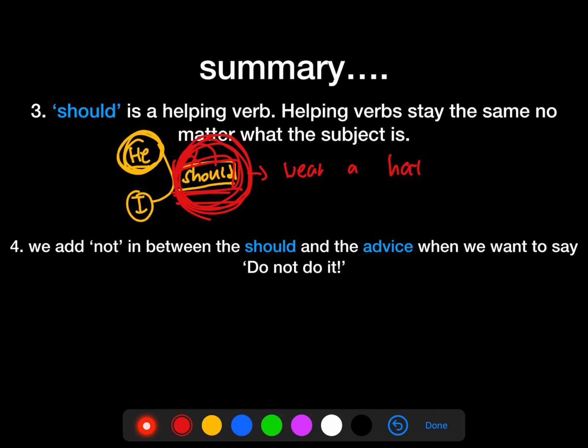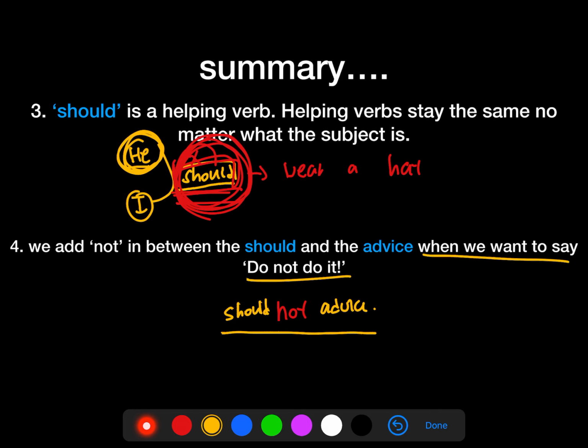Rule number 4. We add not in between the should and the advice when we want to say, do not do it. We add not in between the should and the advice. Should not advise. And when we want to say, do not do it, should not advise. Okay? So we add not in between the should and the advice. Should not take, should not drive.